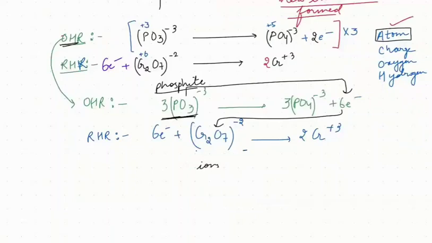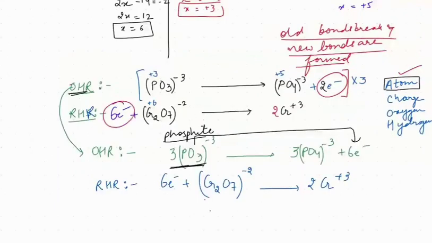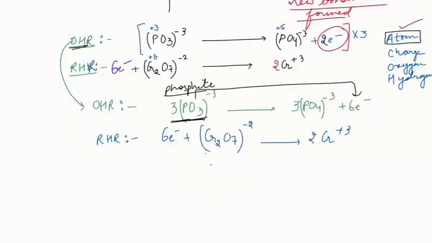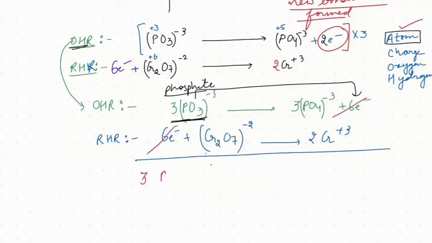So you just have to look at the electrons and balance them. Initially you had 2 electrons and you had 6 electrons. The LCM of 2 and 6 is 6. So what do you do? 2 times 3, the answer would be 6. Got my point? And hence when you add it up, 6 cancels 6, and you get 3PO3 minus 3 plus Cr2O7.